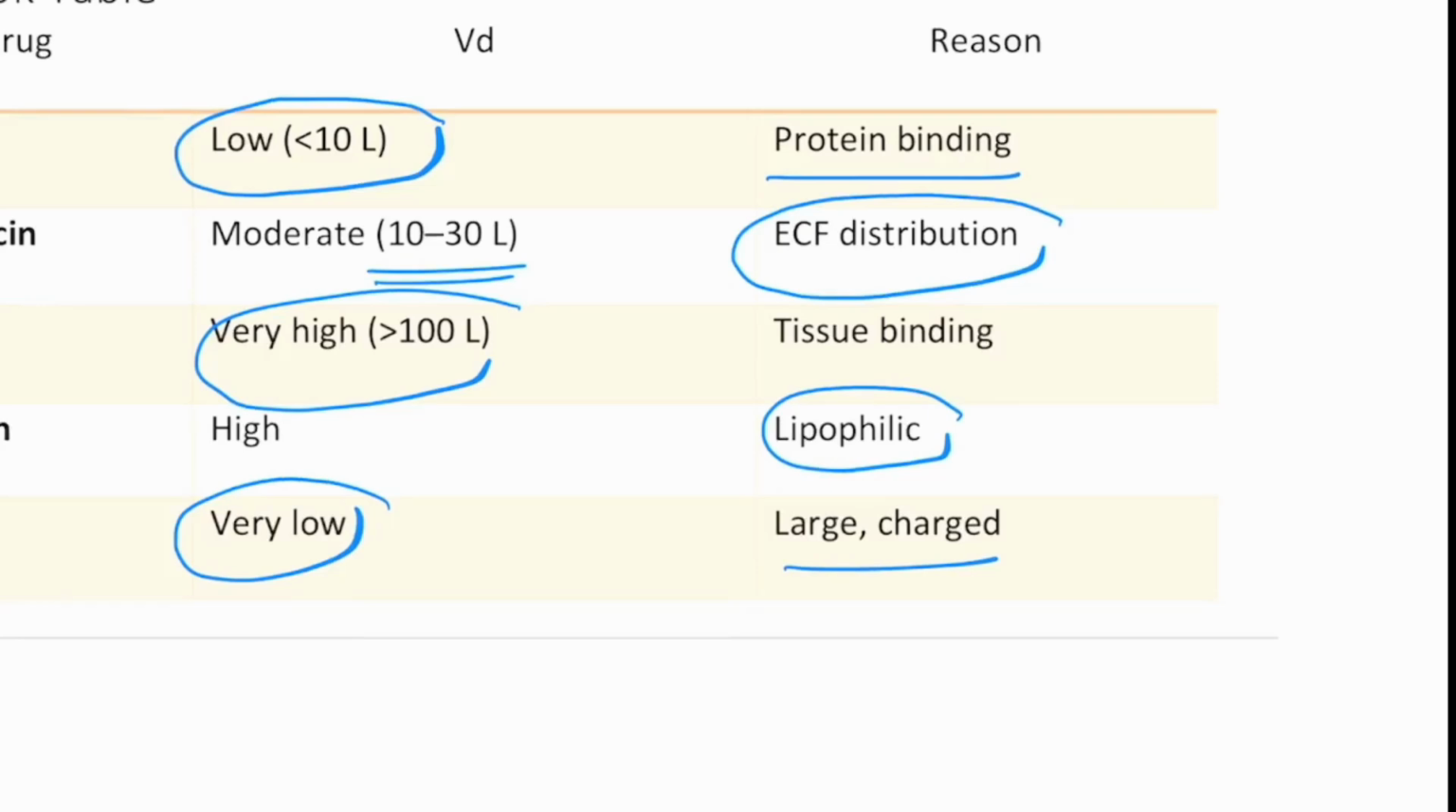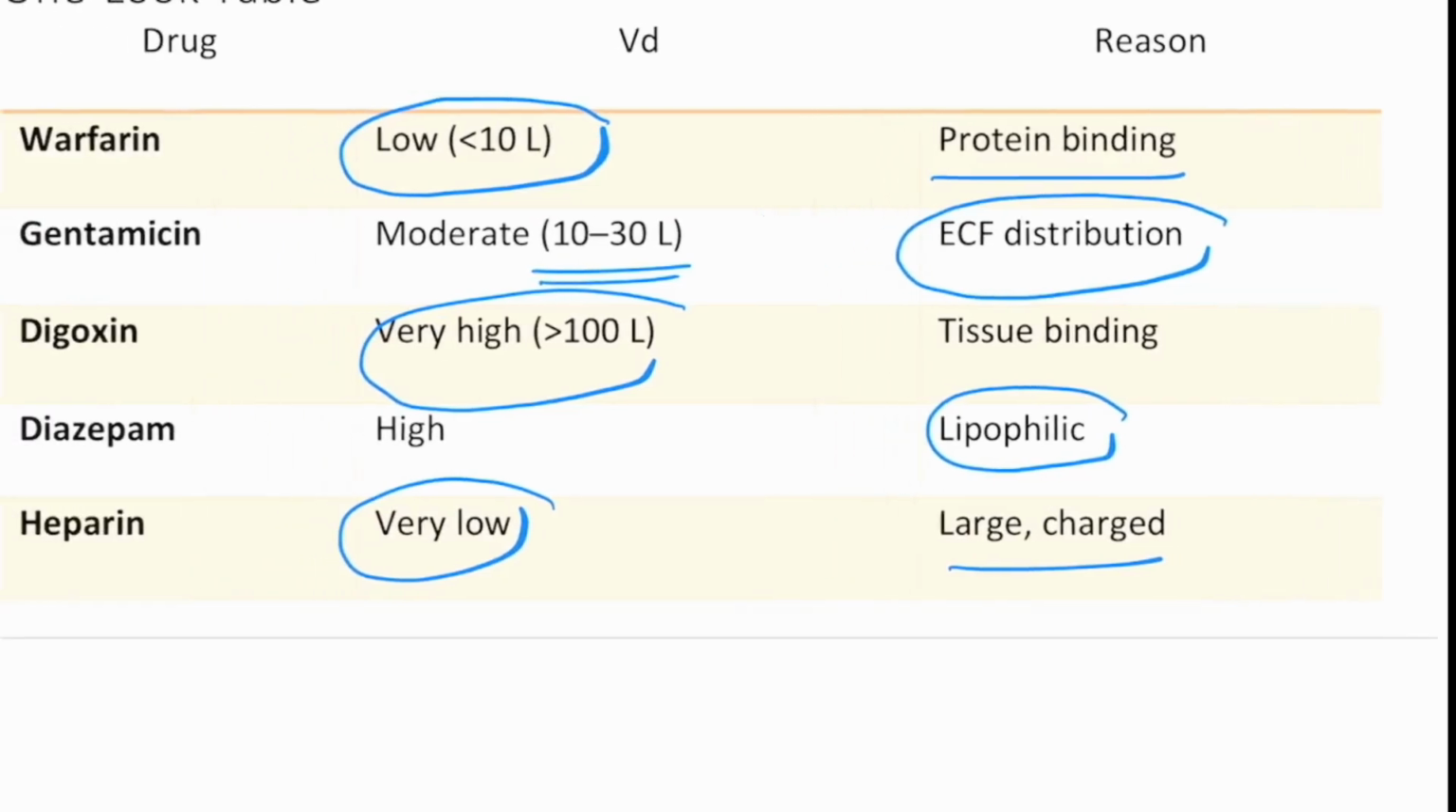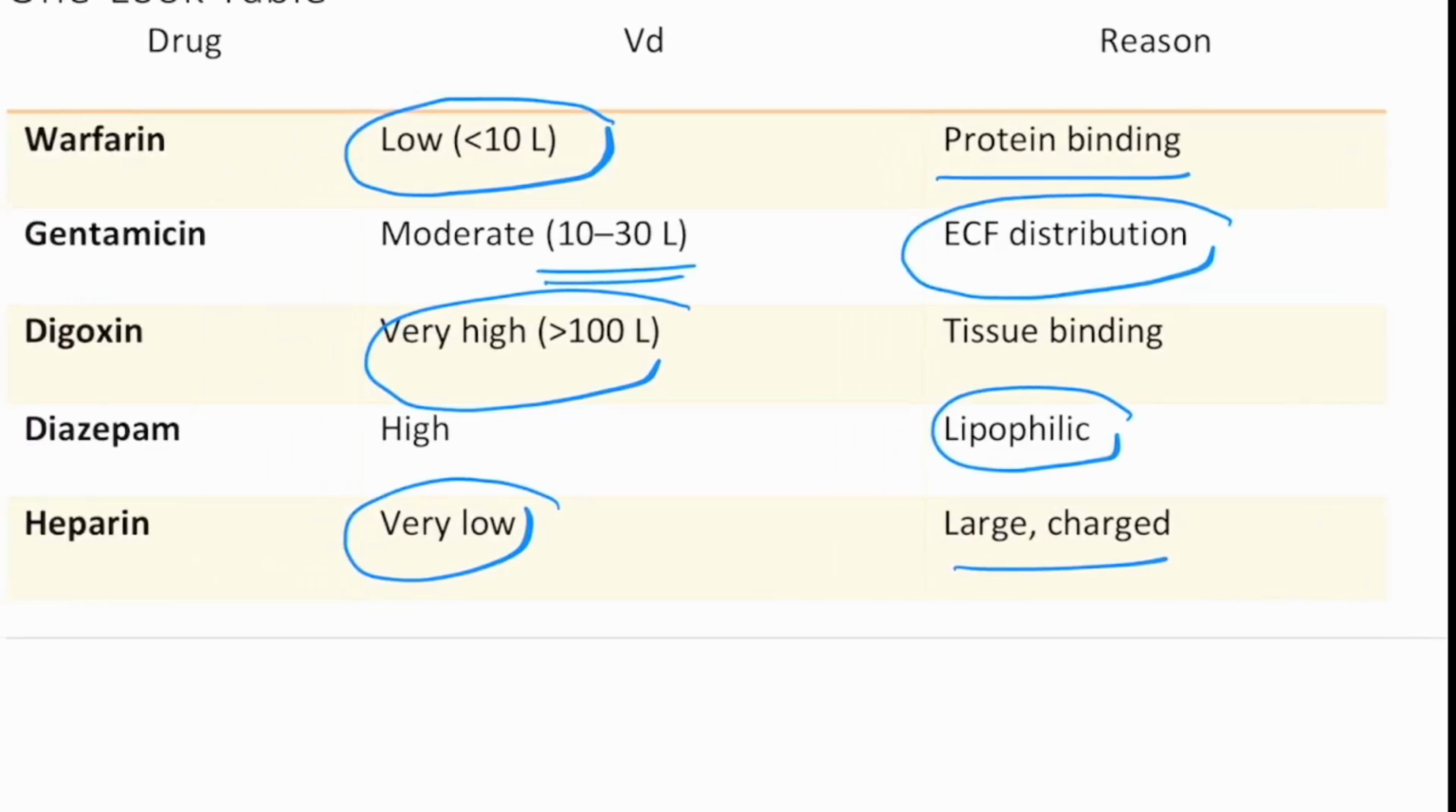So today I have discussed the factors affecting the volume of distribution, that is lipophilicity, protein binding, tissue binding, and size of the particle. I have explained the formula for calculation and a few case scenarios where volume of distribution is important.